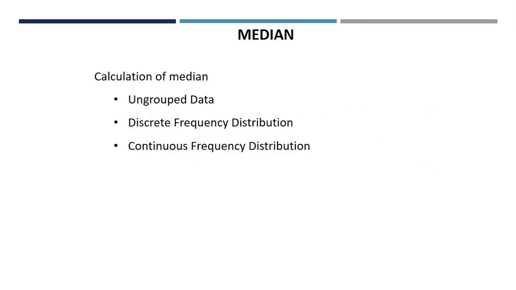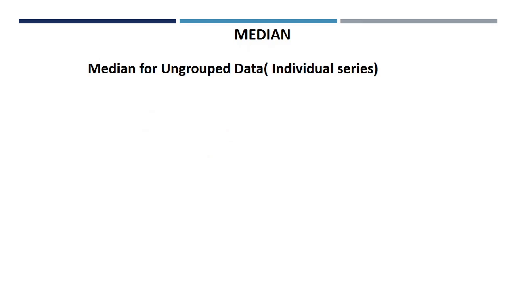Now we can see how to calculate the median for ungrouped data and for grouped data. For grouped data we have two representations, discrete frequency distribution and continuous frequency distribution. First let us see calculation of median for ungrouped data or individual series.